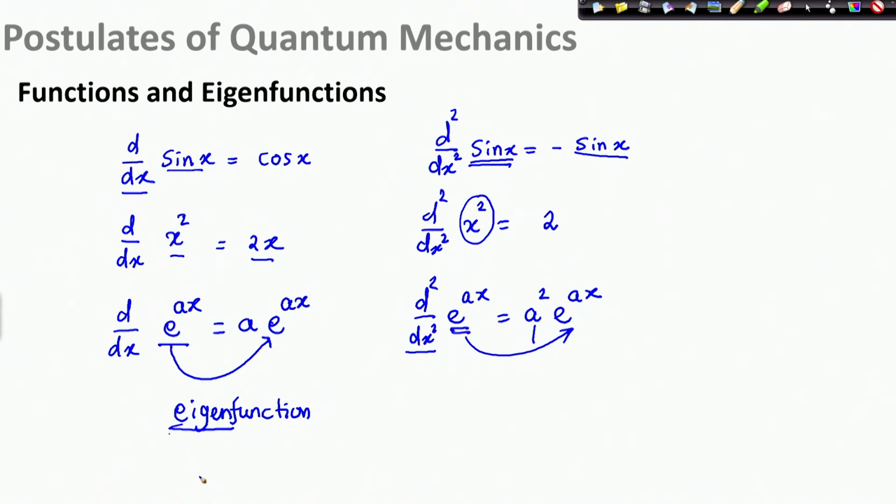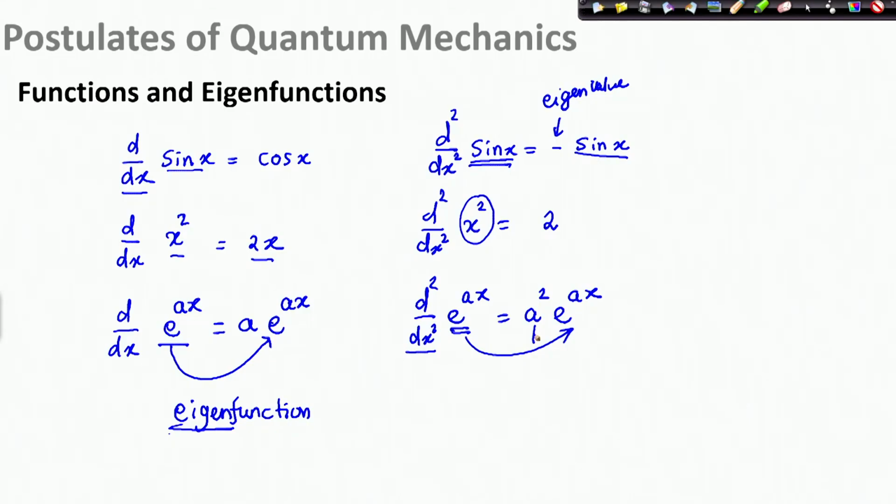When we define an eigenfunction, it must be an eigenfunction of a particular operator, and the constant that we obtain out of this action on an eigenfunction is called the eigenvalue. For example, when we acted d square by dx square on sin x, we got minus sin x. So, minus 1 is the eigenvalue. Or when we acted d square by dx square on e to the power a x, we got a square as the eigenvalue.